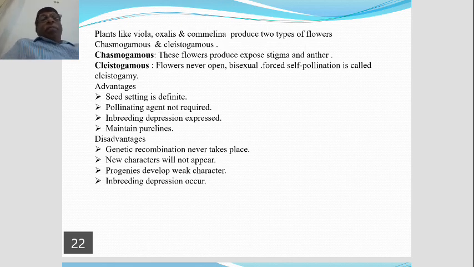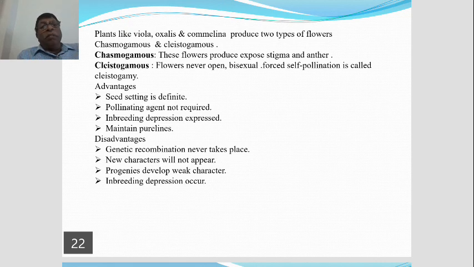Then another important point is we can maintain pure lines. Pure line means, if you study the genetics, homogamous plants, we say pure lines. For example, in pea plant, tall plant means capital T, capital T. Round and yellow plant means capital R, capital R, capital Y, capital Y. That is pure line. Okay.